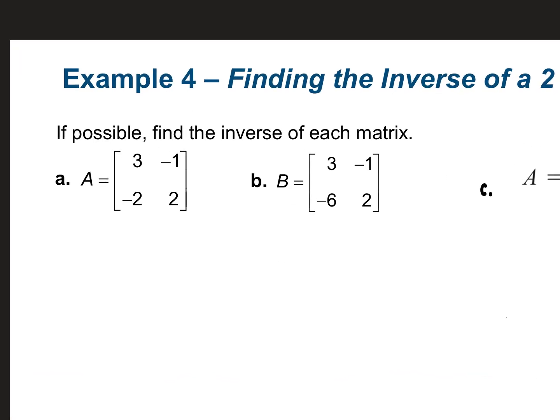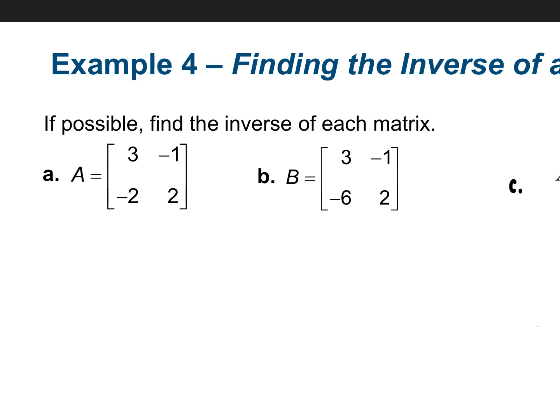For example 4a, you're finding the inverse of 3, -1, -2, 2. So first thing we're going to do, I'm going to label A, B, C, D. I'm going to find AD minus BC. So that's 3 times 2 minus -1 times -2. 3 times 2 is 6. The -1 times -2 is +2. 6 minus 2 is 4.